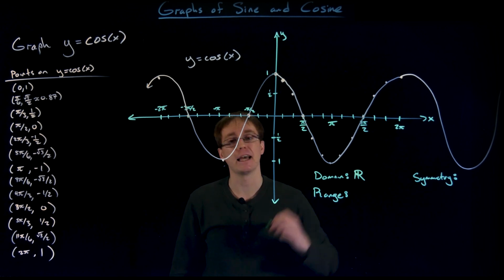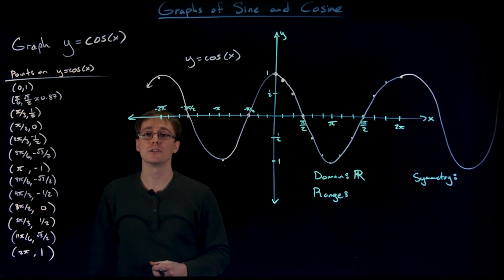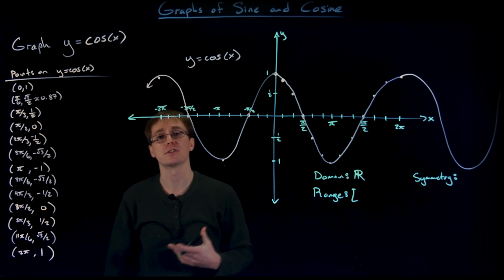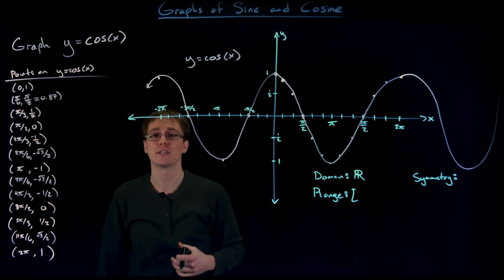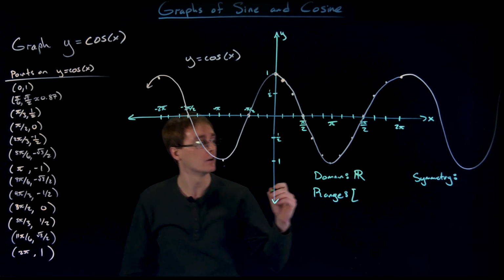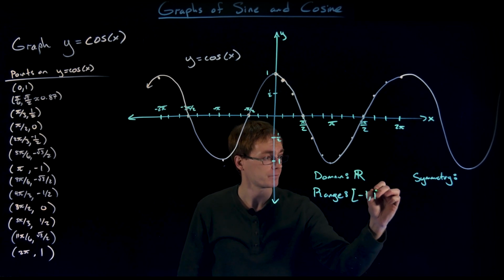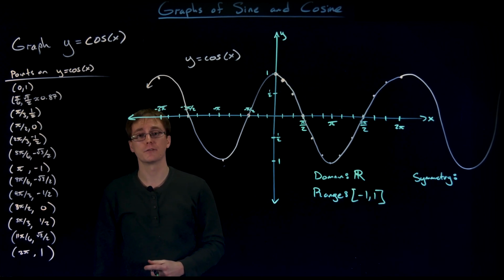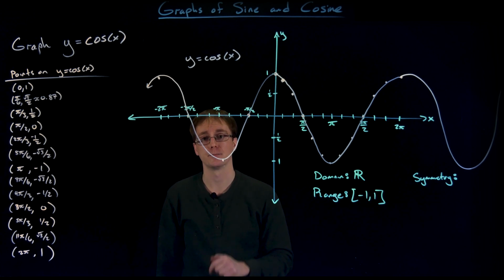So our domain is, again, all real numbers, just like it was for our sine function. And the range is also going to be the same as our sine function. We do get those exact same set of outputs, just in a different order. Our range are all these y values our graph hits from -1 to +1, including those endpoints.